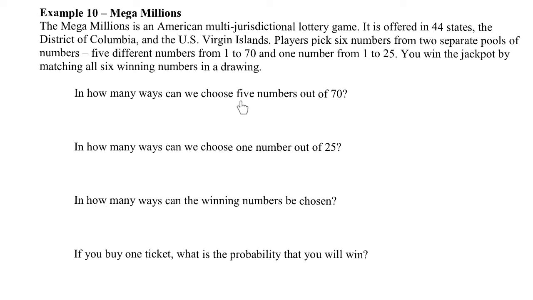So, in how many ways can we choose 5 numbers out of 70? Well, order's not going to matter. You can pick your 5 numbers in any order that you want. I think they typically list them out in order from smallest to largest, but you don't have to pick them in that order. So we're just choosing 5 numbers. Order doesn't matter. So that is going to be a combination of 70 items taken 5 at a time. Make sure you calculate this with your calculator just to make sure that you get the same number. And you should get 12,103,014. That's how many ways you could pick 5 numbers out of 70.